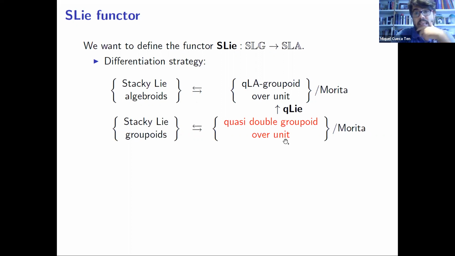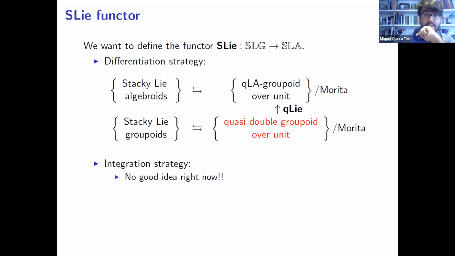The point is that these quasi-double groupoids over the unit are not already defined, and I think that this is part of what Matthias was asking, and this is something that we are trying to do right now, defining these quasi-double groupoids over the unit, or maybe in general, I don't know. But we believe that with these quasi things, it's easy to prove that this S-Lie functor exists, to prove some infinitesimal differentiation, to construct a Stacky Lie algebroid for any Stacky Lie groupoid.